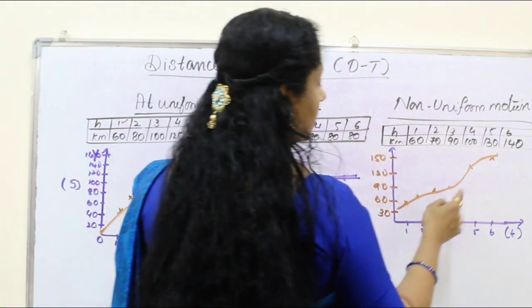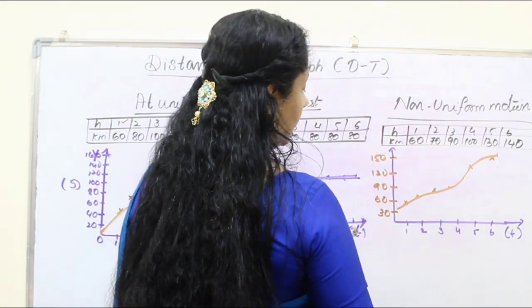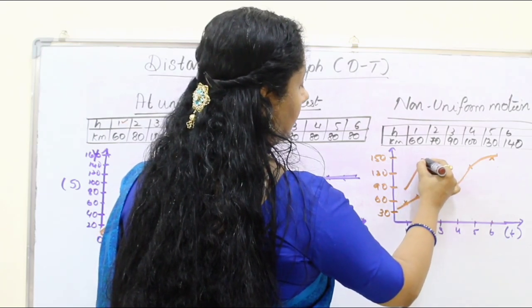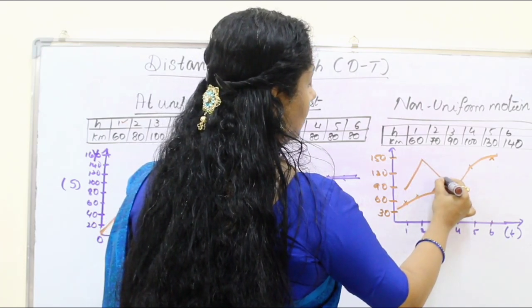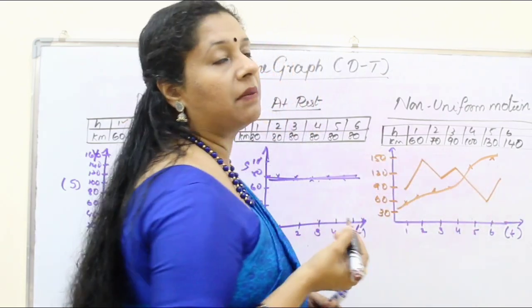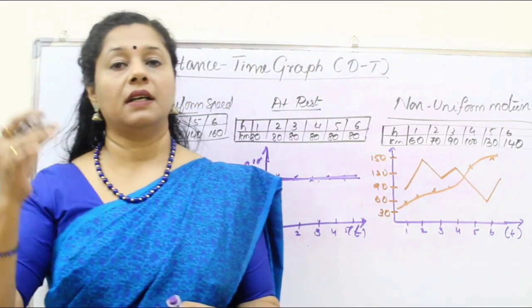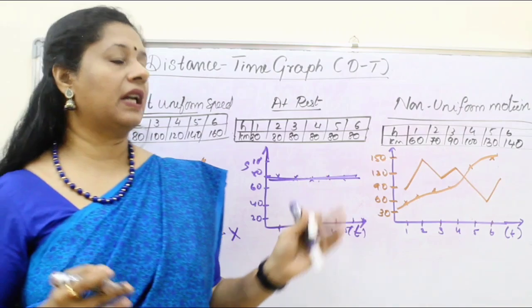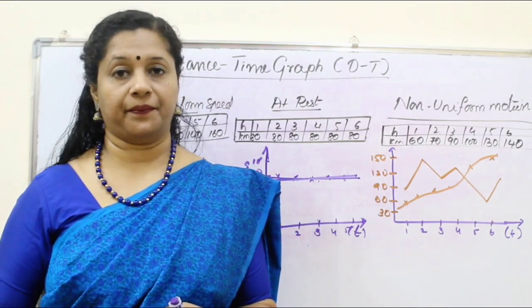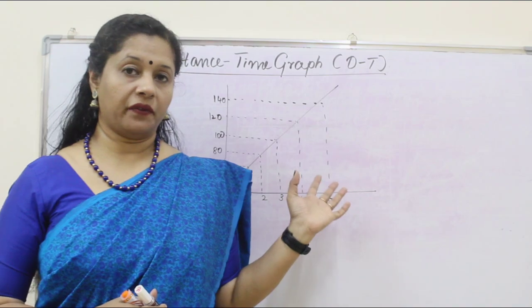Suppose, imagine after some time, initially this is 90, it is going to 150, then comes to 120, then goes to 140, then comes to 60. So like this, any shape it can acquire. So if it is a curve or if it is not a straight line, then we can call it a non-uniform motion. So let's see how we can make use of this graph.